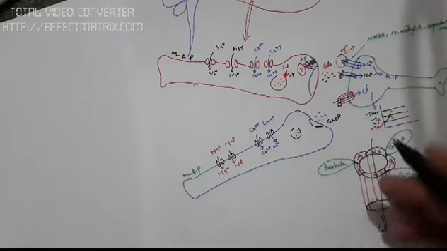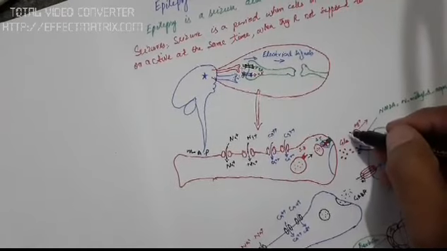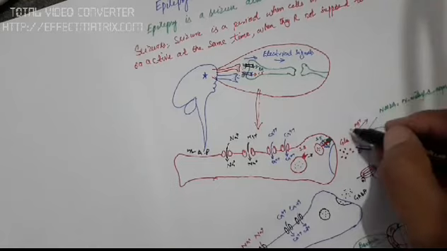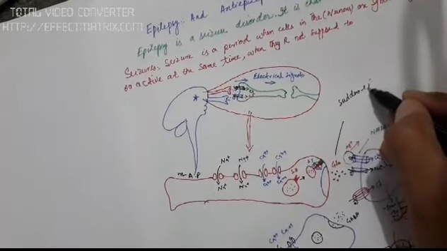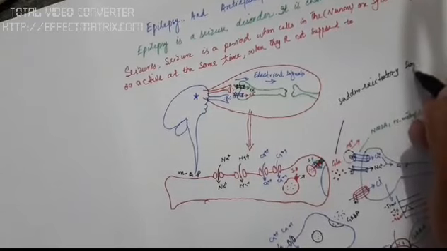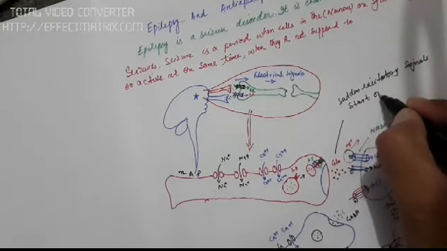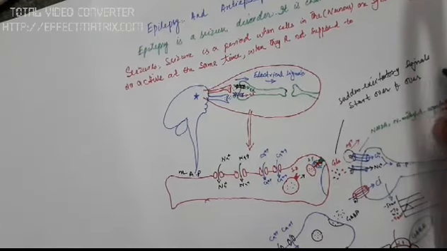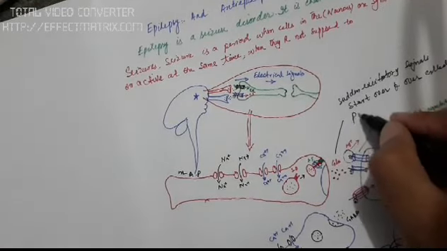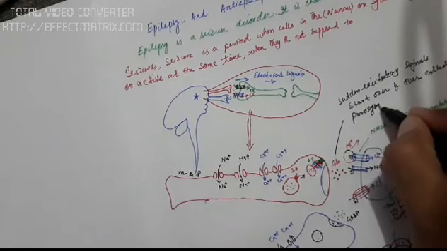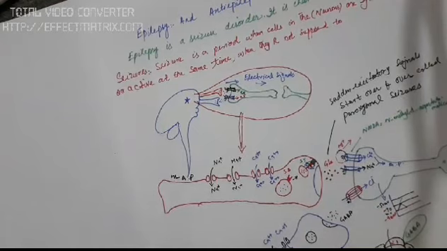So when this glutamate is secreted in a larger proportion and this GABA is secreted in smaller proportion, there will be sudden excitatory signals, they start over and over, meaning repeated. This is also called paroxysmal seizure.